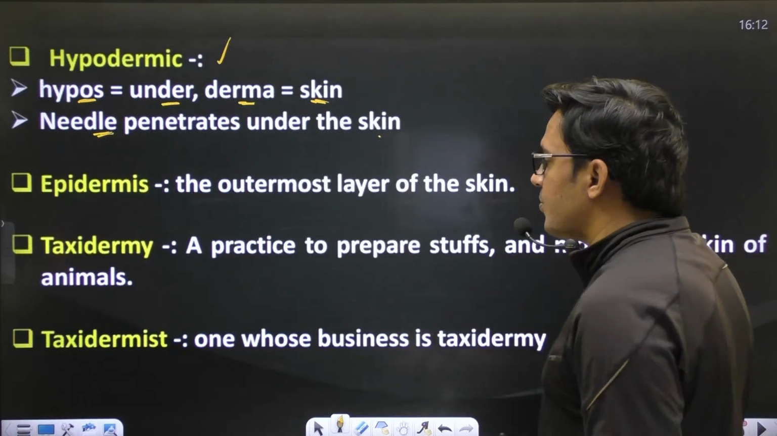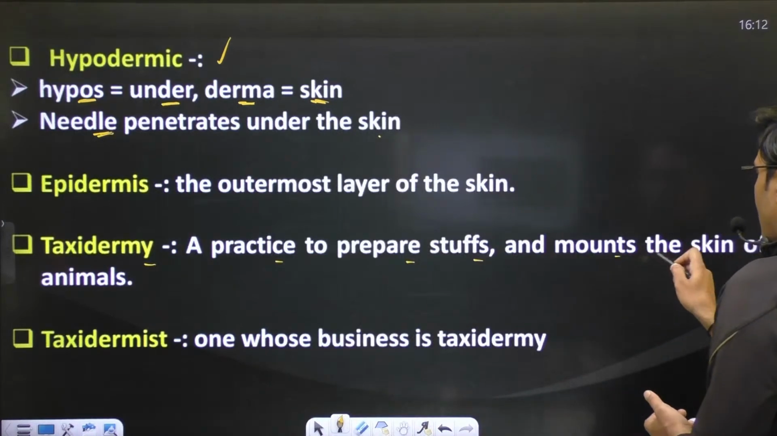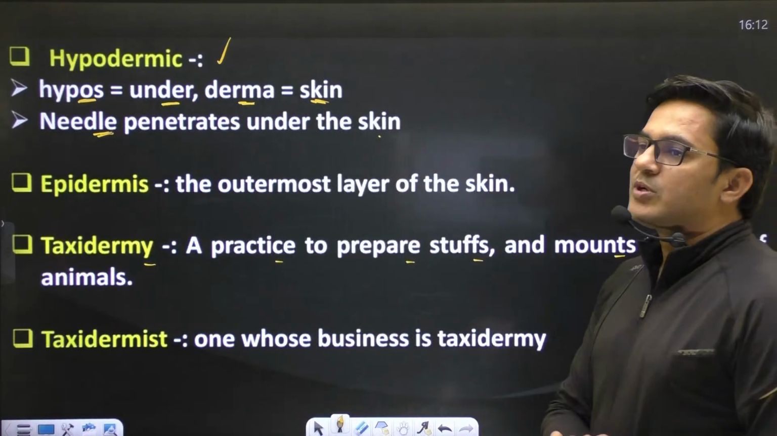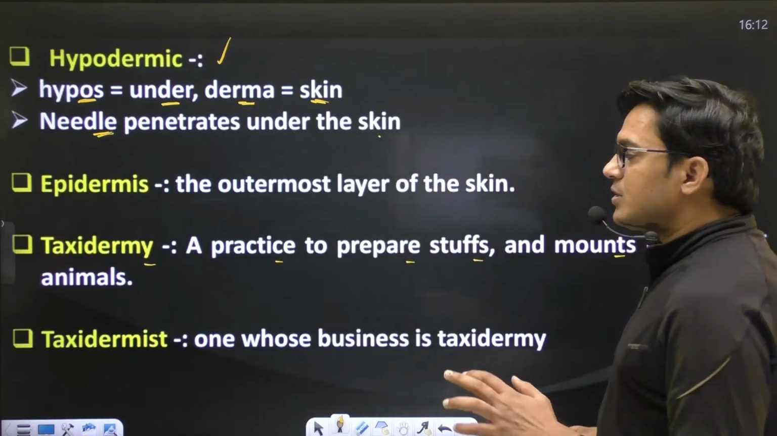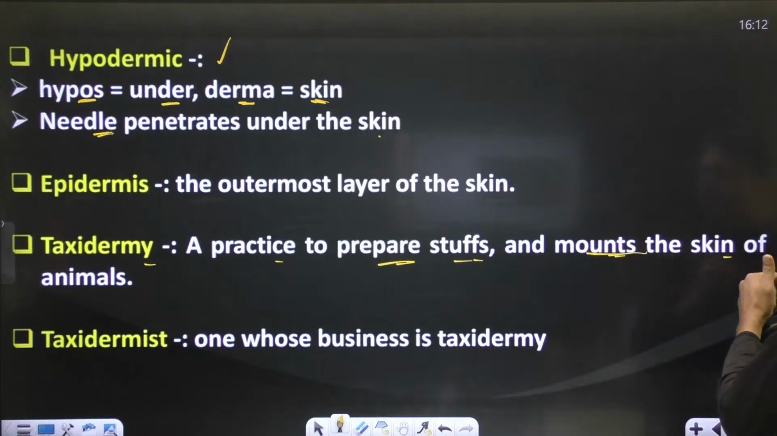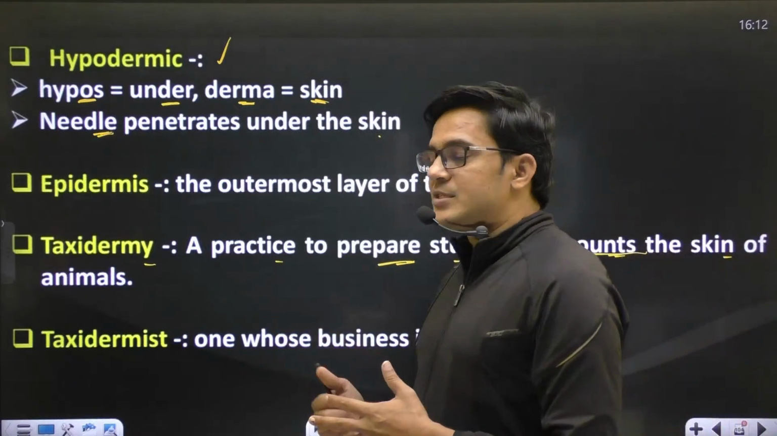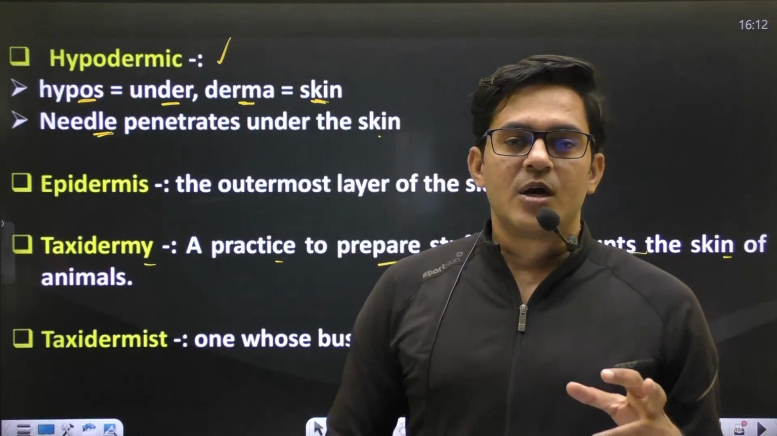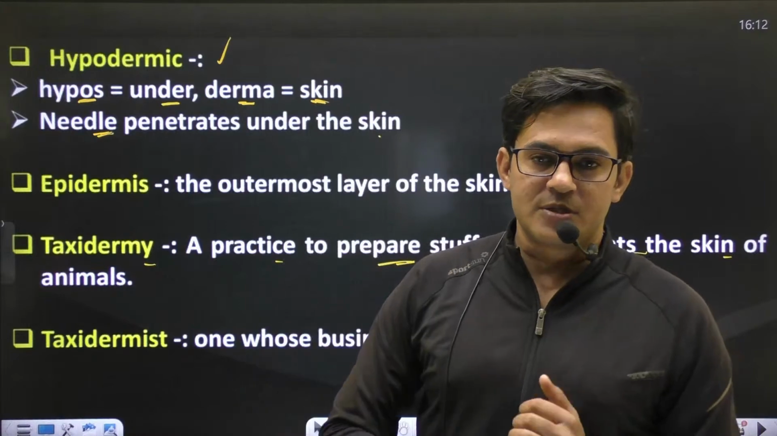Okay, taxidermy. Taxidermy is a practice to prepare stuffs and mount the skin of animals. Some professionals prepare stuffs and mount the skin of animals, right? And you can say taxidermy is also a doctor who takes care of the body of a deceased person, right?